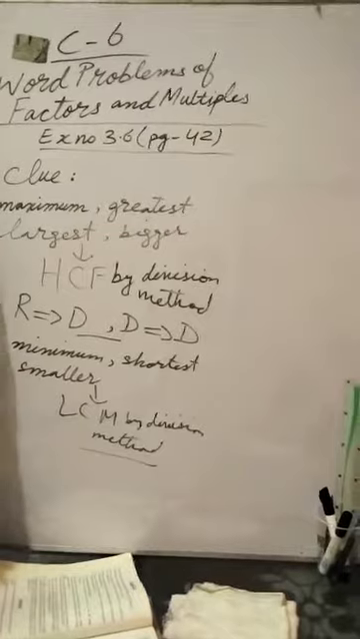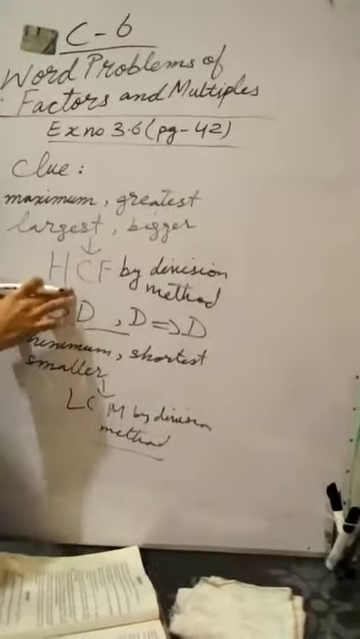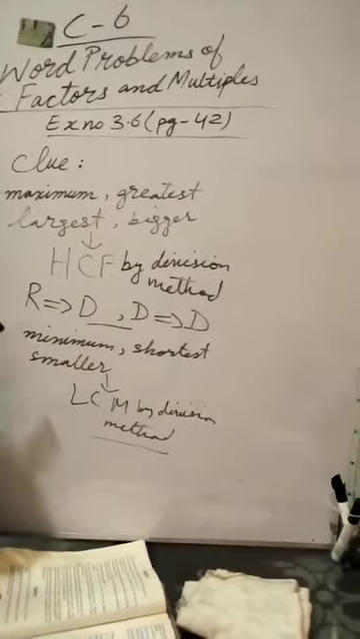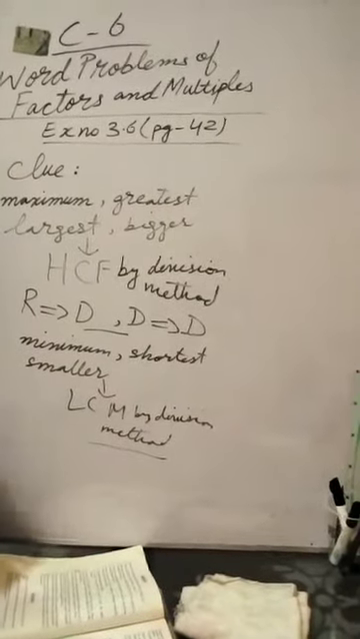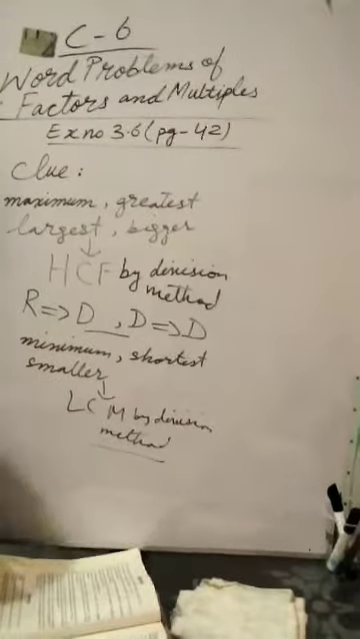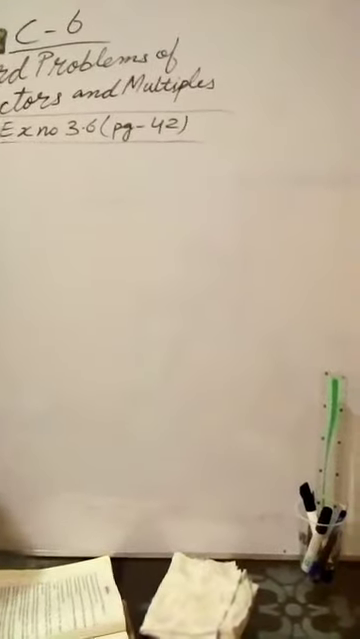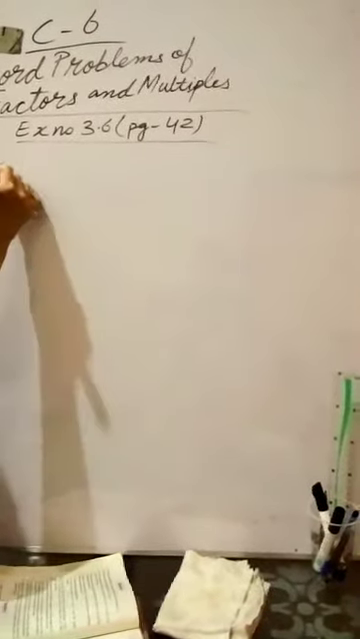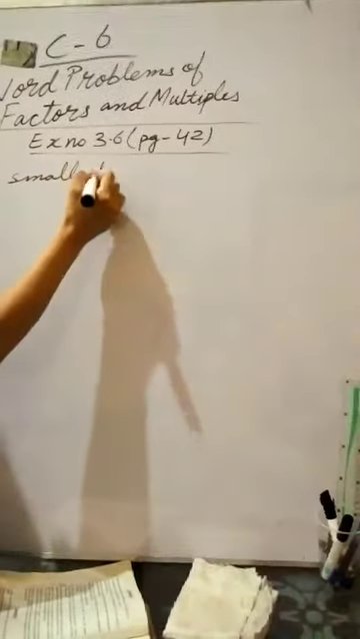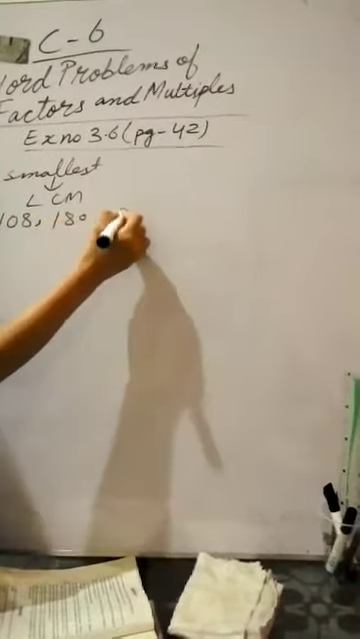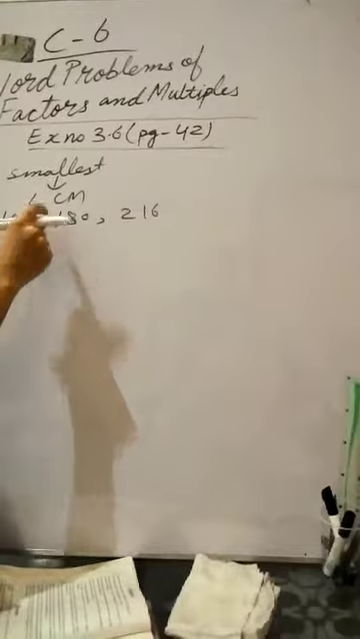Greatest, maximum, highest, largest, we always find the highest common factor by division method. But when we have minimum, shorter, smaller, we always find the LCM by division method. Now I am taking some examples. So how to solve this? Let's see, the question is: find the smallest number. Smallest means LCM. And the values are 108, 180 and 216. So LCM by division method.